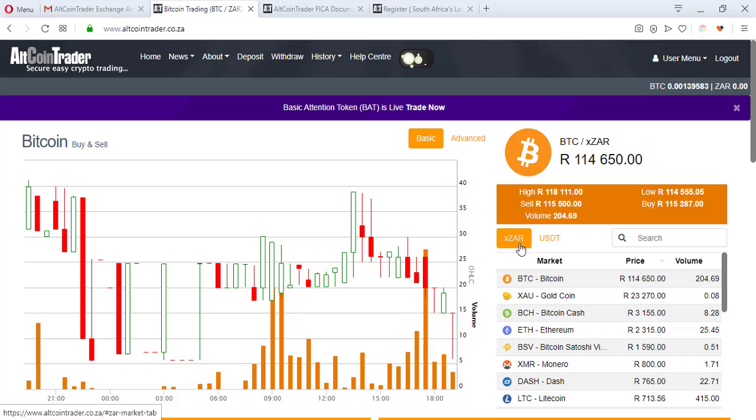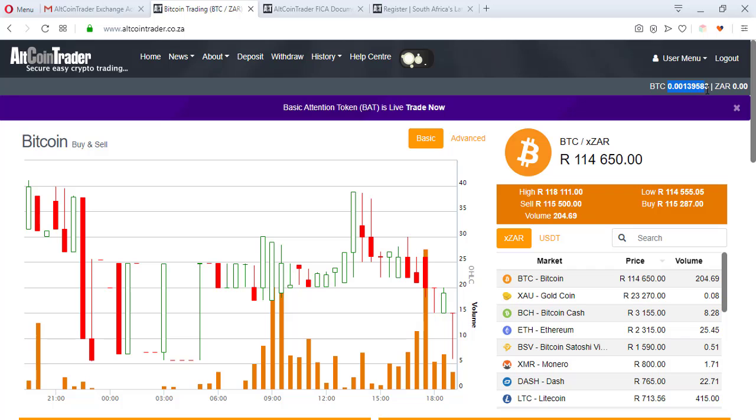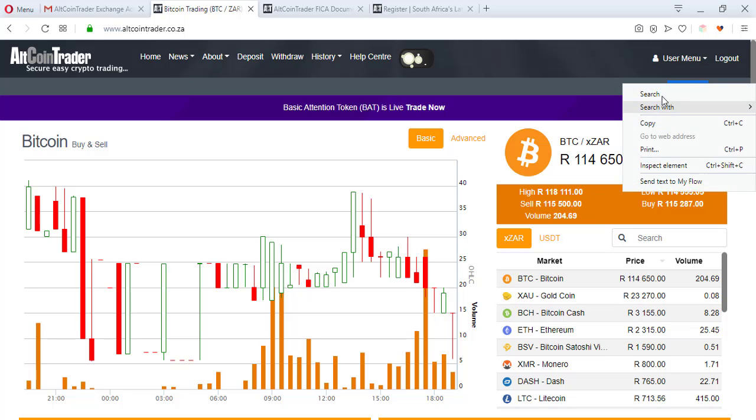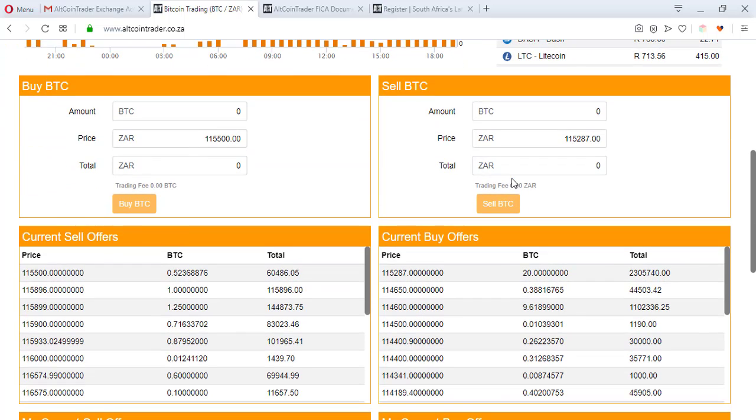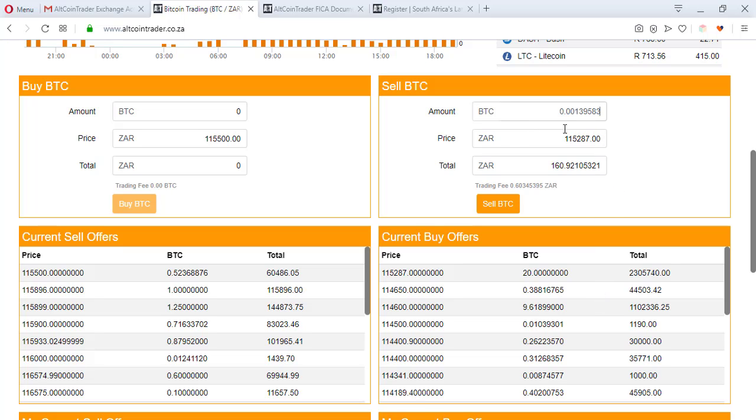How do I do that? Okay, firstly, I'll go about determining how much Bitcoin do I want to sell, right? Right now, I want to sell all of them. So what I'm going to do is I'm going to copy all of this value, right? And then I'm going to go here where it says sell Bitcoin, right? I just pasted the value of the Bitcoins that I have right here on Altcoin Trader to sell them.